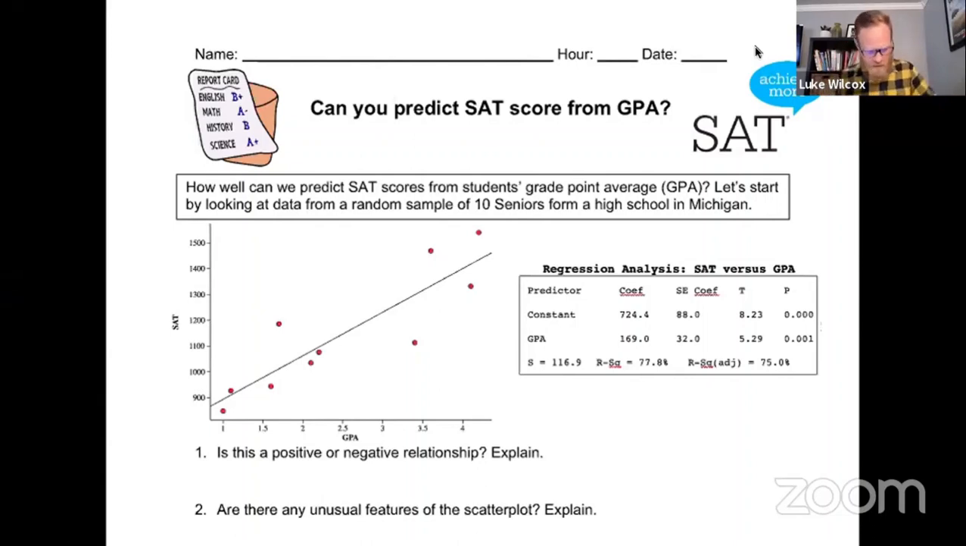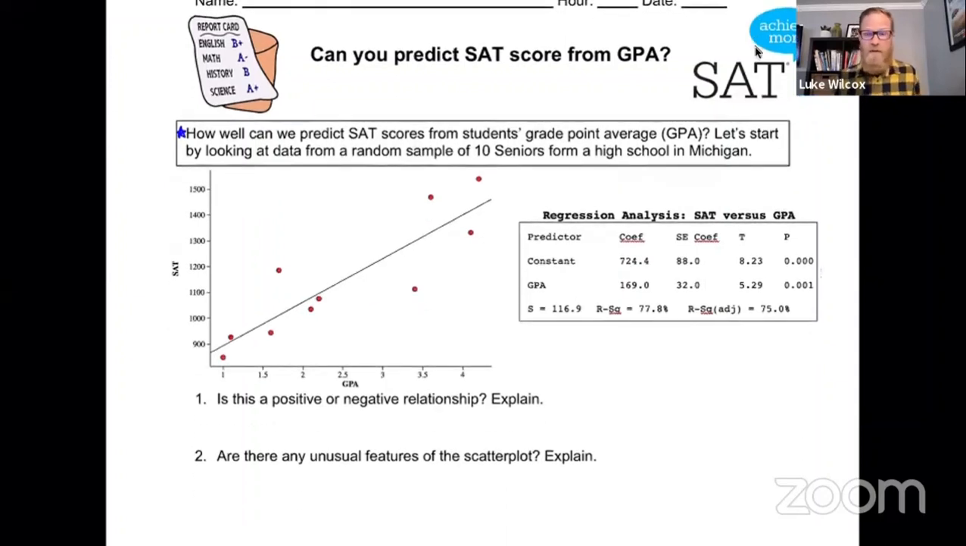So here's what the context of the problem says. It says, how well can we predict SAT scores from students' grade point average, GPA? Let's start by looking at data from a random sample of 10 seniors from a high school in Michigan. So we actually have the data here, first of all, represented as a scatter plot, which is the most common way of displaying two variable data. So let's look at each one of the variables. The first variable is GPA. The second variable is SAT score.